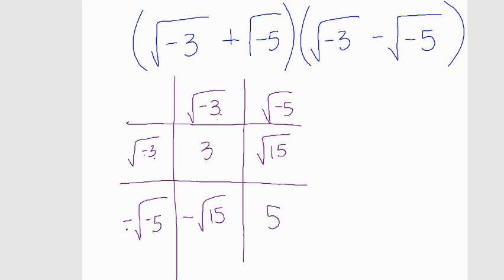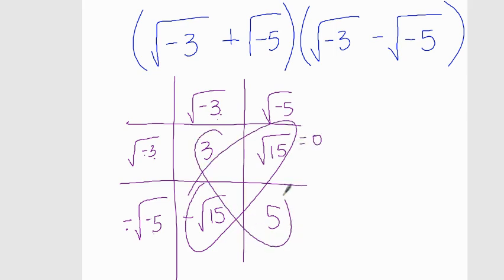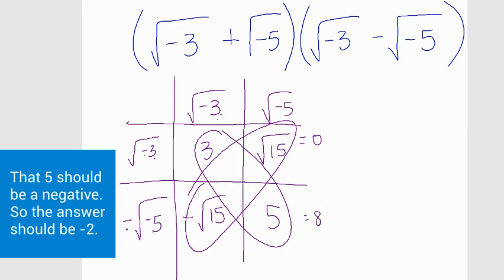And it looks like we got the diagonals adding nicely together, with this being equal to 0, and this being equal to 8. And so our final answer is 8.